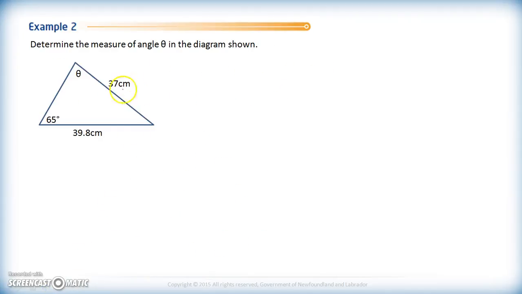Okay, let's look at one where we have to find the measure of a missing angle. In this case, if we check the pattern, we're off to the races. So we can say that sine theta over its opposite, which is 39.8. Notice I'm skipping all the labeling and stuff. After you get used to this, you see your opposites and you can set it up right away. It goes a lot faster.